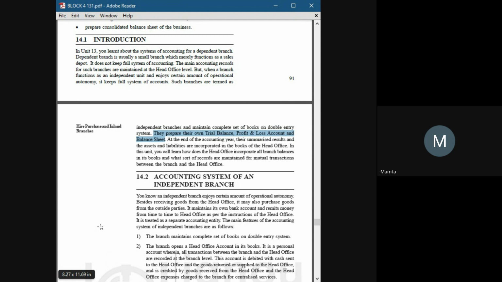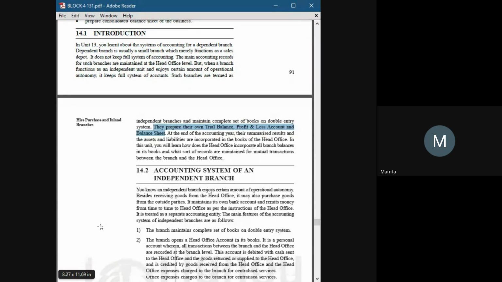And when I say the branch is preparing the head office account, I do not mean that the branch is preparing all the accounts of head office, no. They are preparing that particular head office account from where they are connected with each other.